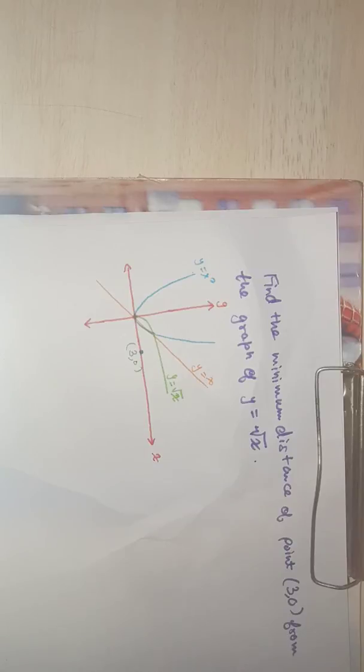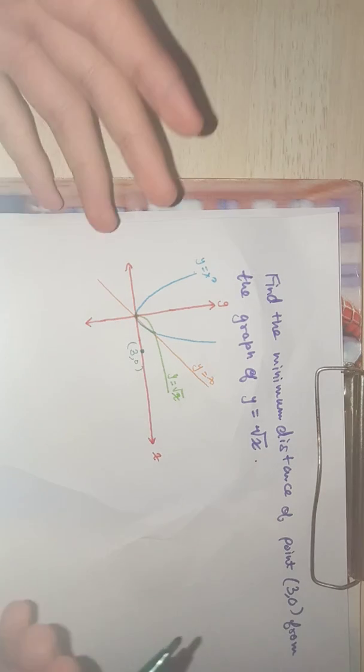Okay, so we are asked to find the minimum distance of the point (3, 0) from the graph of y equals root of x, and to be precise it is y equals positive root of x, because plus or minus root of x is not a function.